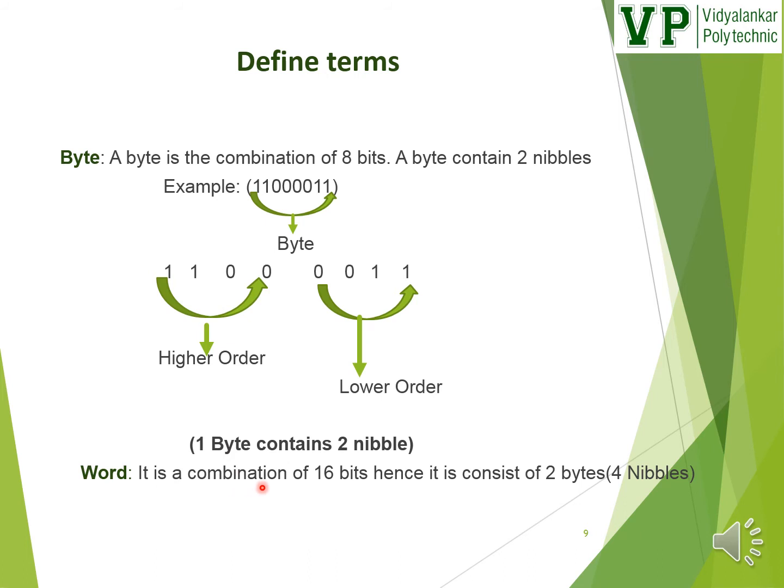Word, it is a combination of 16 bits. Hence, it consists of 4 nibbles or 2 bytes.